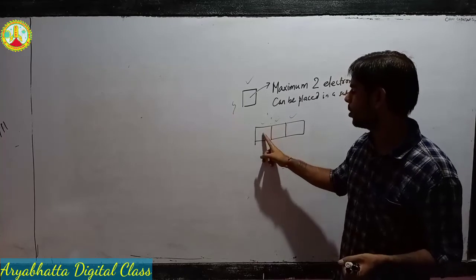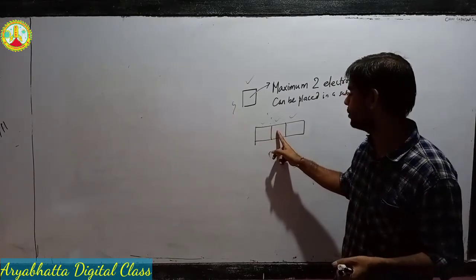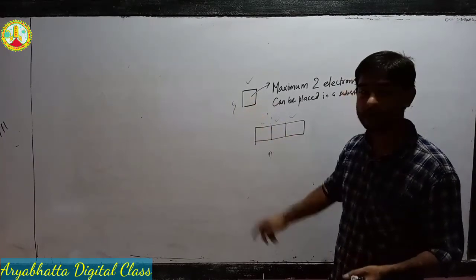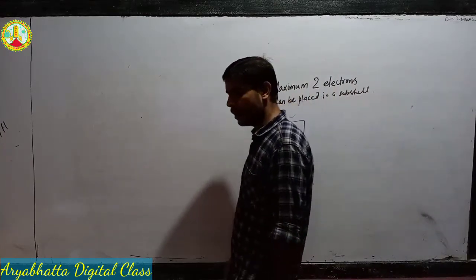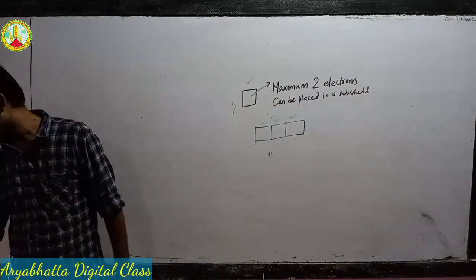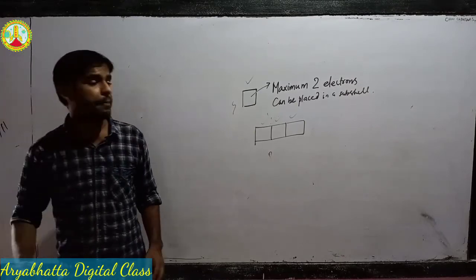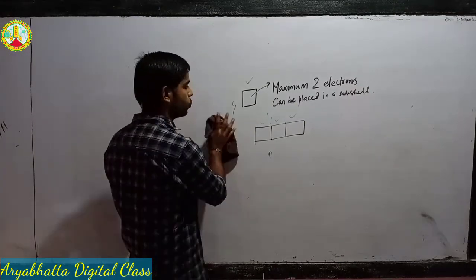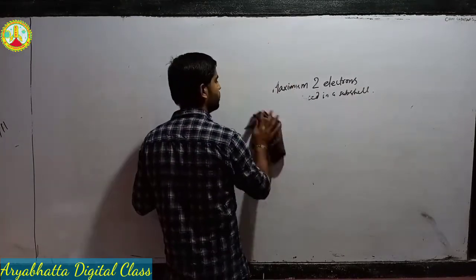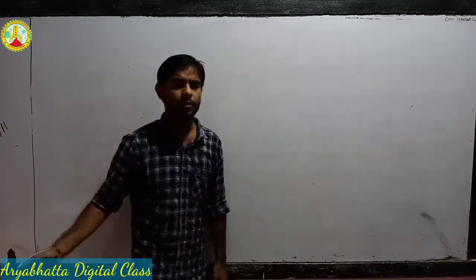That means this box can take 2 electrons, this can take 2, this can take 2, this can take 2, maximum 2. It may have 1 electron, but maximum how much can it take? Maximum electrons that it can take is 2, not more than 2. So each box, each subshell will get a maximum of 2 electrons.